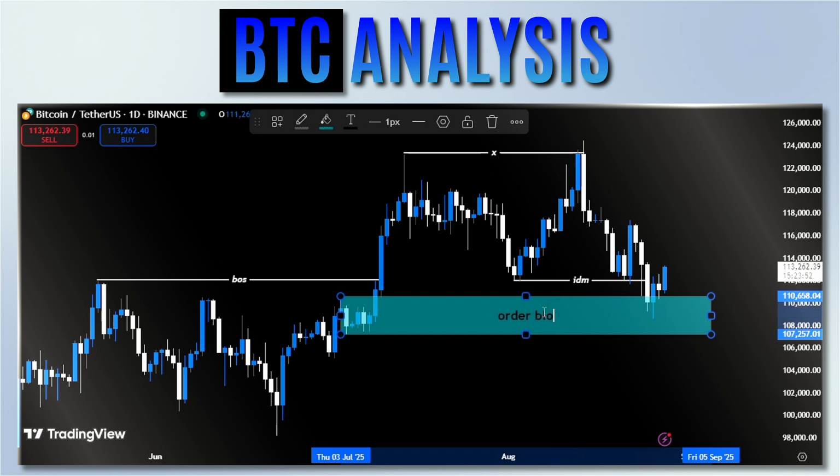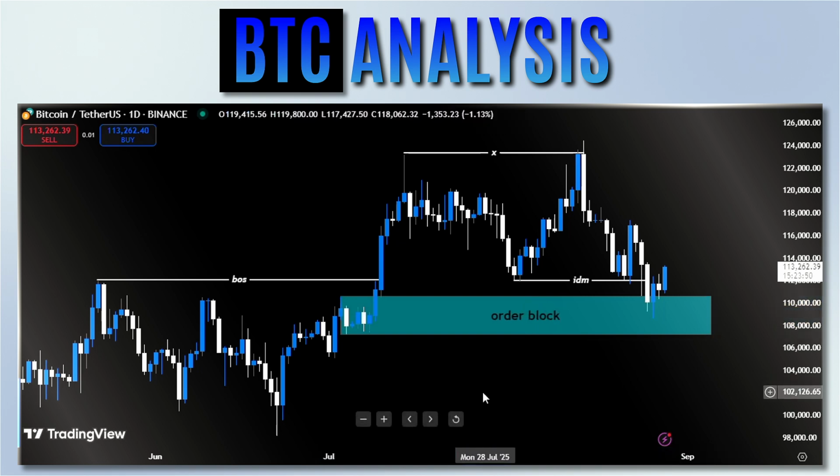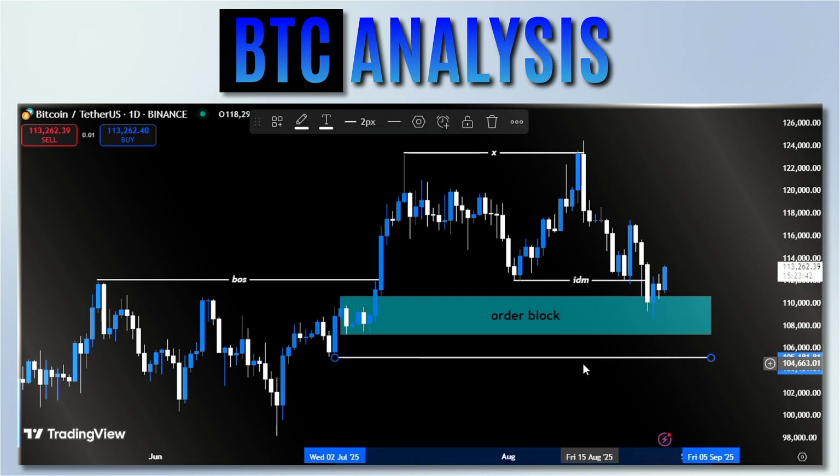We've also seen the price interact with a level of inducement, or IDM, which often precedes a move from a key zone. The reaction from this daily order block is our foundational reason for having a bullish bias.